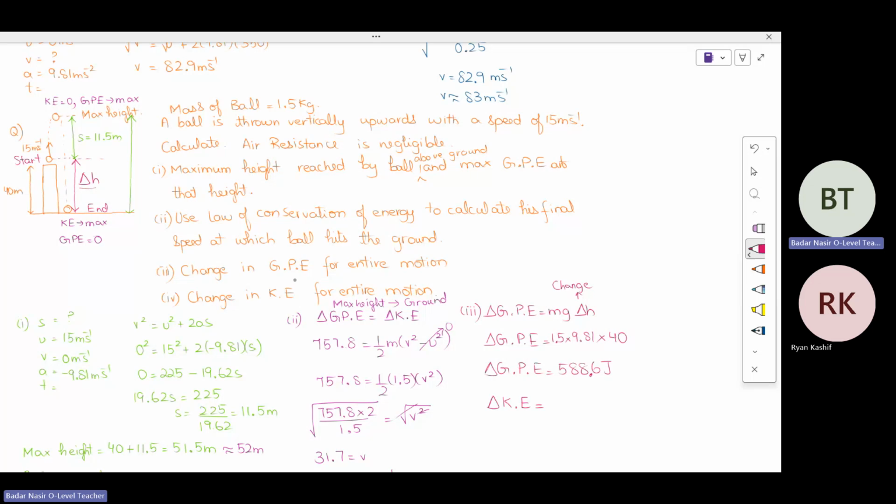Can you please tell me the change in his kinetic energy as well. We use the formula 1 over 2 m v squared minus u squared. The mass is going to be 1.5, the final velocity when it hits the ground is 31.7 और उसकी initial velocity was 15 meter per second. अच्छा, अब मुझे जल्दी से एक बात बताओ कि kinetic energy is a scalar quantity or is it a vector quantity?